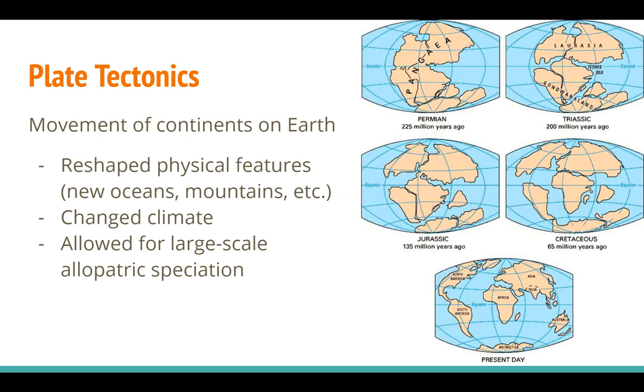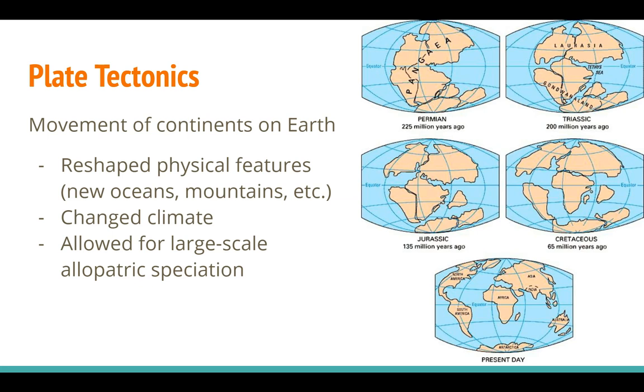Allopatric speciation is when organisms are separated geographically, right? And so obviously if a huge ocean starts to open up between you and other members of your species, you're not going to be very likely to cross the ocean to reproduce with those on the other side anymore, right? So you're very much geographically separated on a large scale.